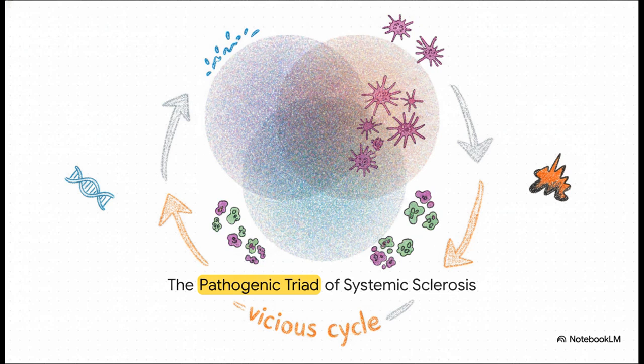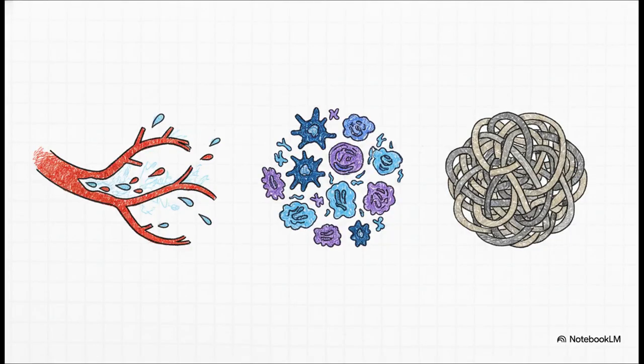Imagine three gears turning each other. When a genetically predisposed person encounters some sort of environmental trigger, these three domains kick into gear and feed off one another, creating a really vicious cycle of damage. Let's break down this rule of three. First up, we have microangiopathy. This is basically widespread injury to the tiny blood vessels, which leads to leakiness, vessels dying off, and eventual tissue ischemia, meaning tissues get starved of oxygen.